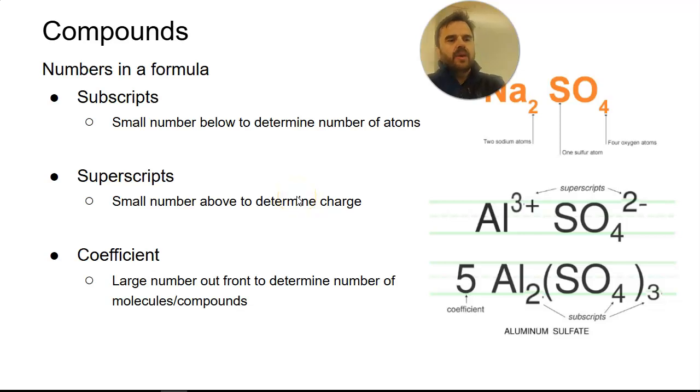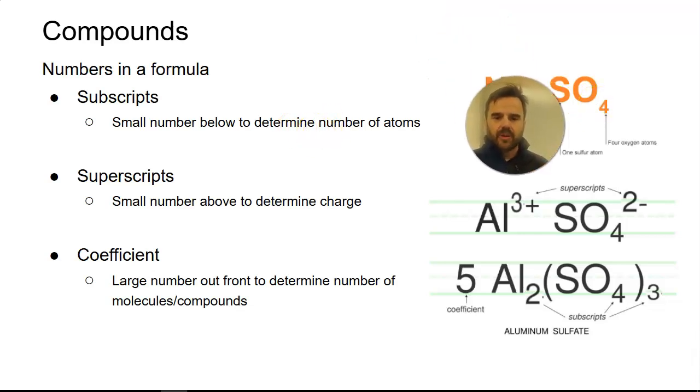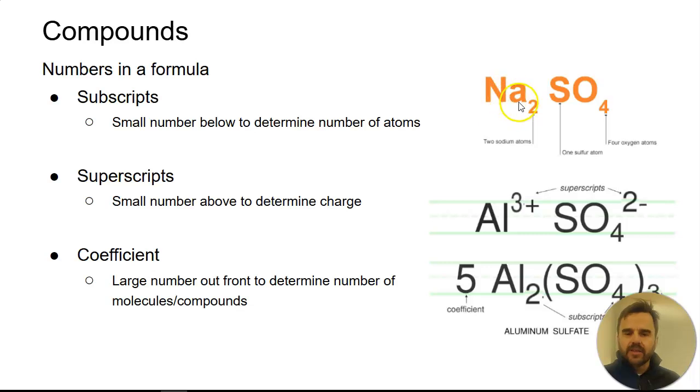Okay, so how do we write a formula for a compound? This is something that you've already seen quite a bit, so it's probably not shocking. But we'll go through it in a little more systematic detail. First of all, the subscripts are the small numbers below that determine the number of atoms. If you look at this chemical formula, you've got sodium with a little 2, sulfur with nothing next to it, oxygen with a 4 next to it, okay? The subscripts tell you how many sodium atoms you have. So you've got 2 sodium atoms.